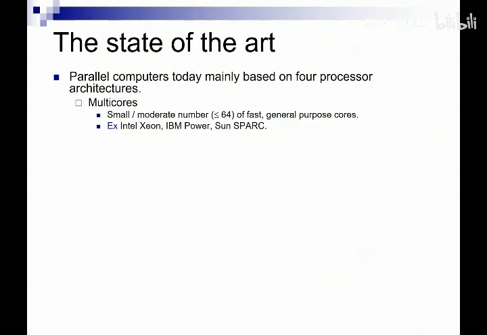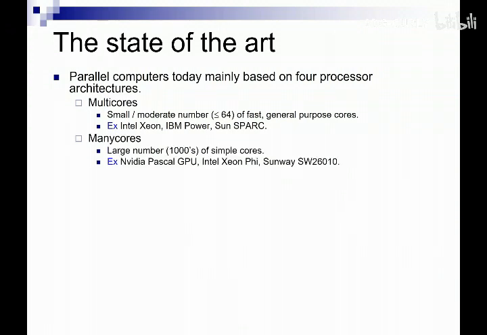Now, where are we currently in terms of parallel computing? The parallel computers we have today mainly fall into four architectures. First, we have the multi-core architectures, and these have a small to moderate number of cores. The good thing about these cores is that they're completely general-purpose cores. They can do any type of computation, and the cores themselves are quite fast. Examples include the Xeon processors from Intel, the IBM Power processors, the AMD EPYC processors, the Sun SPARC, and many other ones.